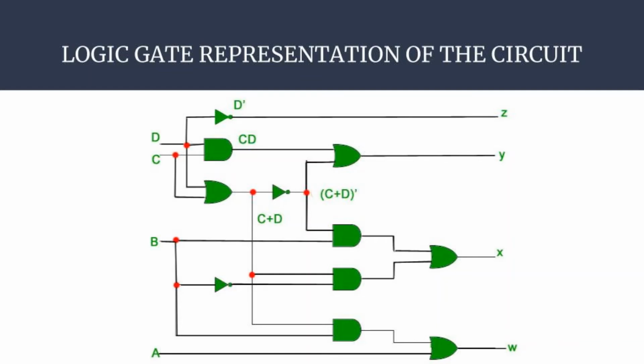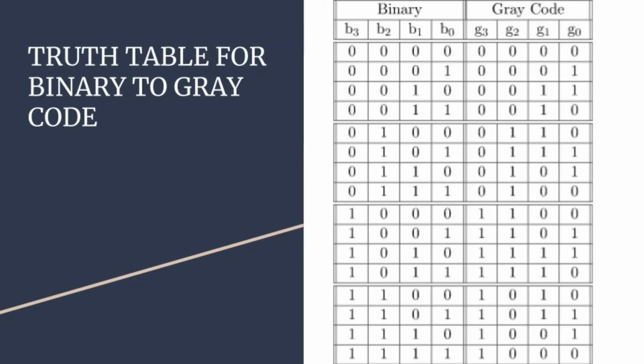In the lab we had implemented the same circuit using LEDs, resistors, wires, breadboard and various logic gates. Now we will study the conversion between binary to gray code. As we know, gray code is nothing but a change in only one bit between successive values. Here we have shown the truth table for binary to gray code conversion.